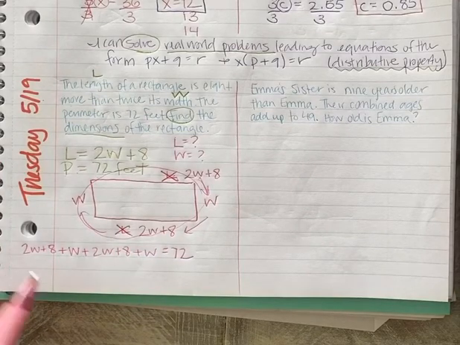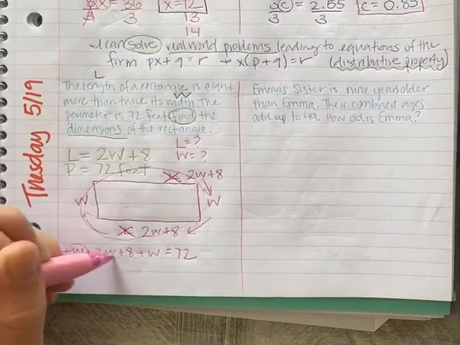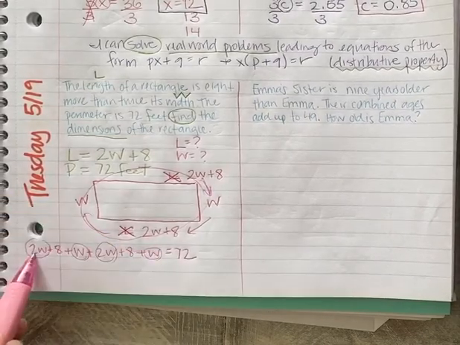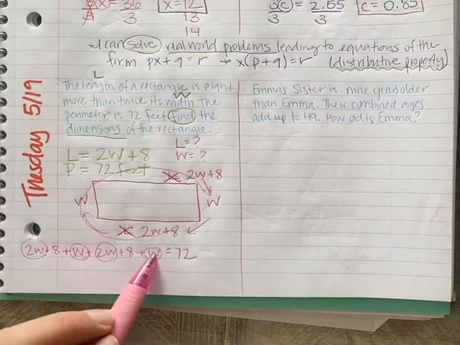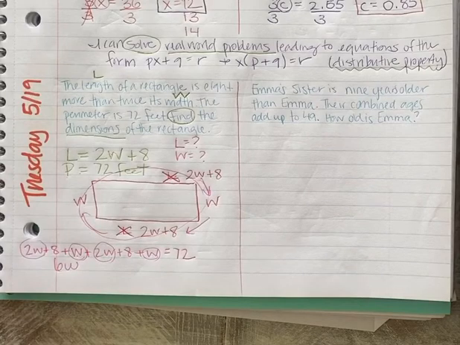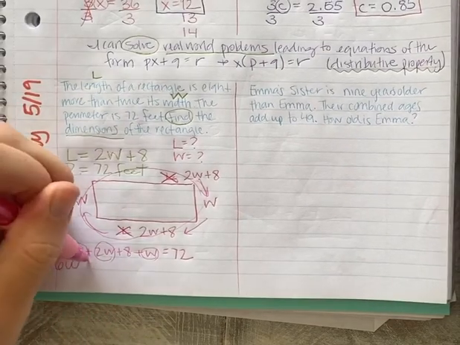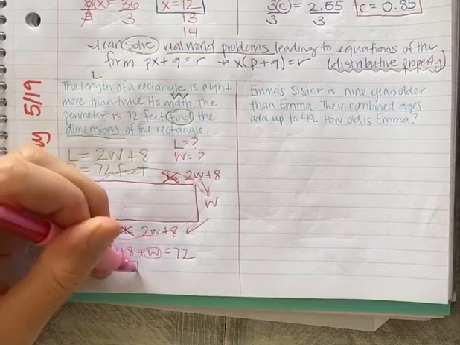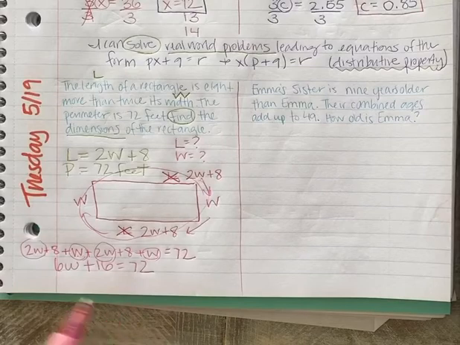So now I'm going to combine like terms. I have a lot of W's here. So I'm going to combine all of these W's. 2W plus another W is 3W, plus 2 more is 5W, plus 1 more is 6W. So we have 6W, and then we have 8 plus 8. 8 plus 8 is 16. So now we just simplified to 6W plus 16 equals 72.